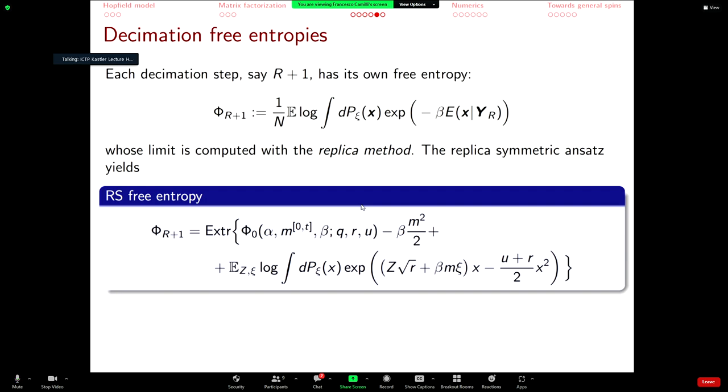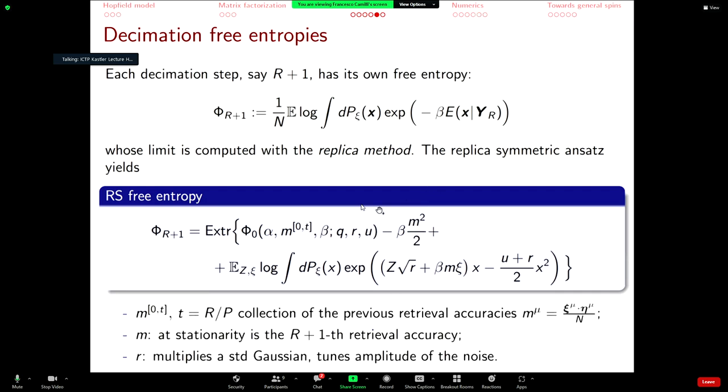And so this overlap turns out to be an order parameter for this model. So if you manage to write this free entropy through a saddle point, like we did with the replica method, then you can obtain this retrieval accuracy with the self-consistency equations. So the stationary parameter M here, at which the maximum of this free entropy is attained, has to be considered as the (r+1)-th retrieval accuracy. The other thing that we can notice is that this free entropy depends, as it should, on the collection of the previous retrievals, on the whole history of the process. So there is no hysteresis in some sense.